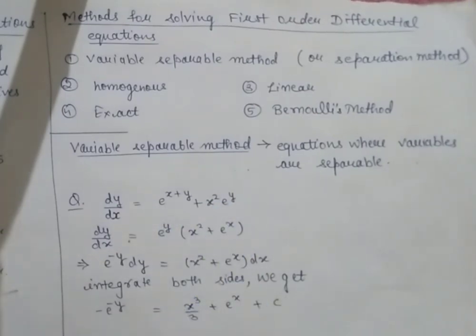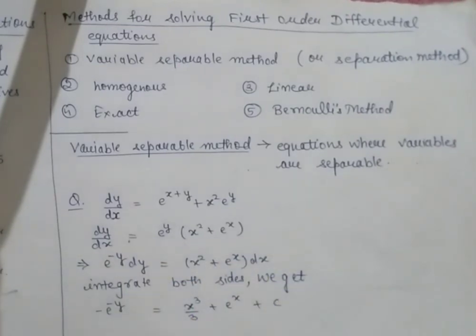Now we will separate variables. That is, we will take y and dy on one side and x and dx on the other side of the equation. If we take e raised to the power y here, then this is e raised to the power minus y dy, and we will take dx to the other side. This is equal to x square plus e raised to the power x dx.